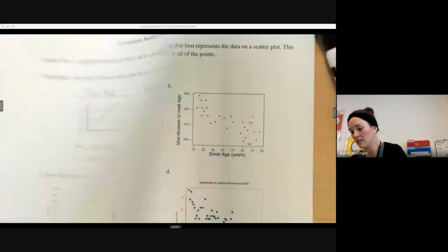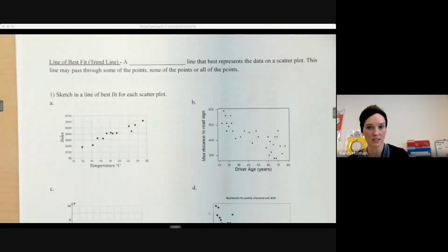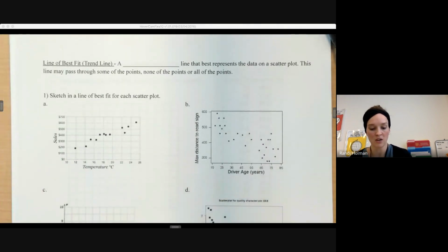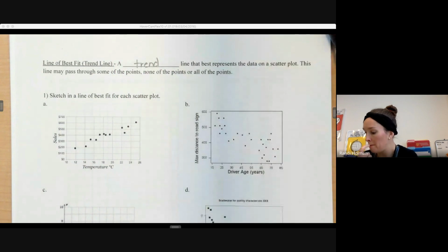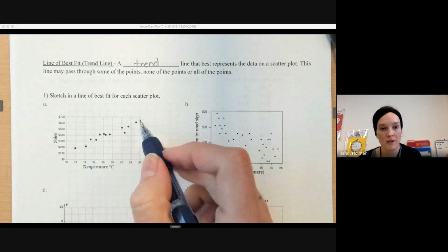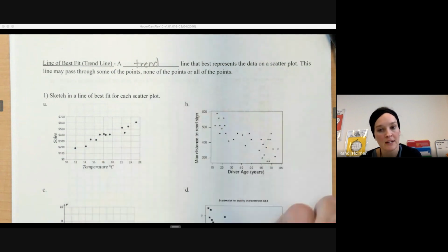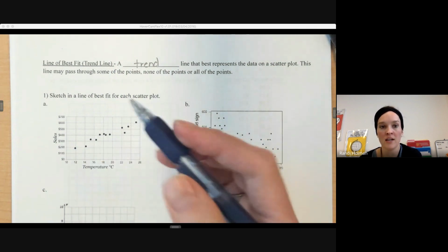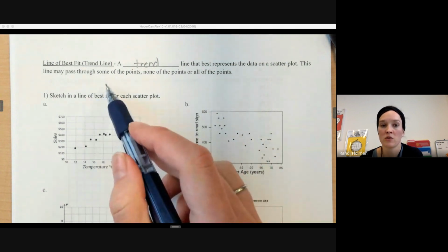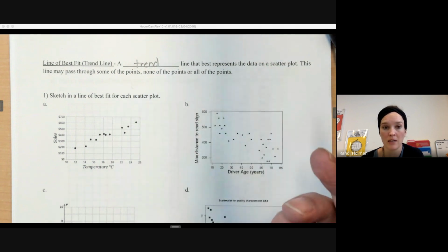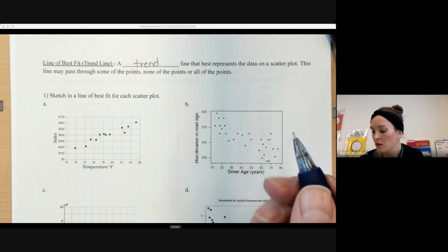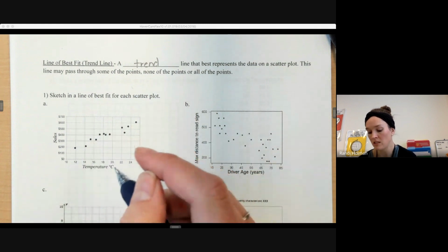Okay, let's continue on here, shifting into our next topic, which is a line of best fit, or a trend line. A line of best fit is a trend line that best represents the data on a scatter plot. Even though all of your points might not fit perfectly in a line, we could represent that with some sort of line. This line might pass through some of the points, might not go through any of the points, or it might go through all of the points, depending on what your relationship looks like. So we're going to look at making a trend line for each of these scatter plots.